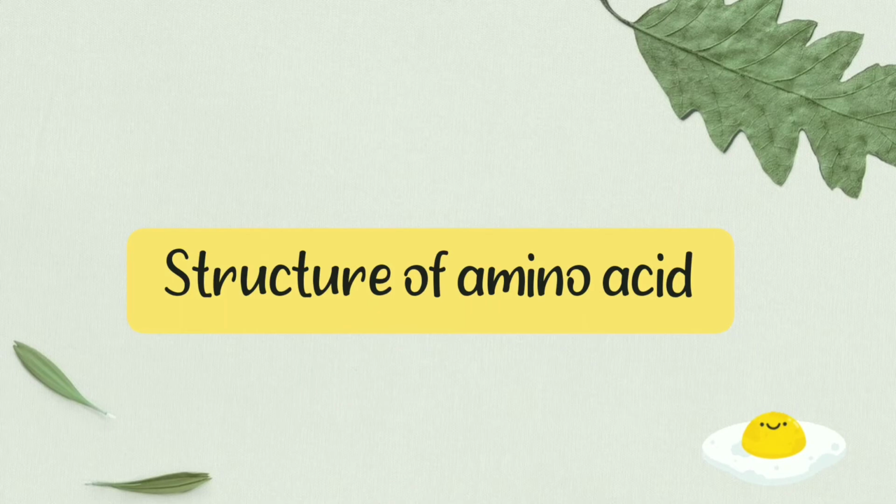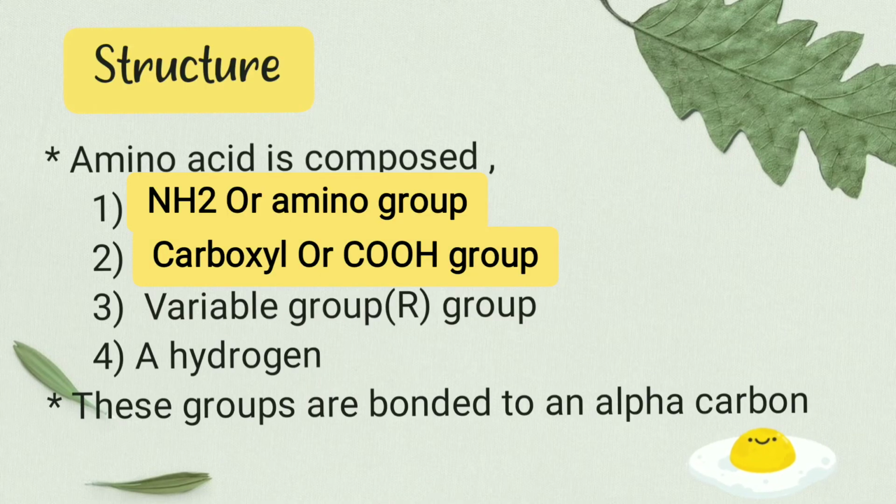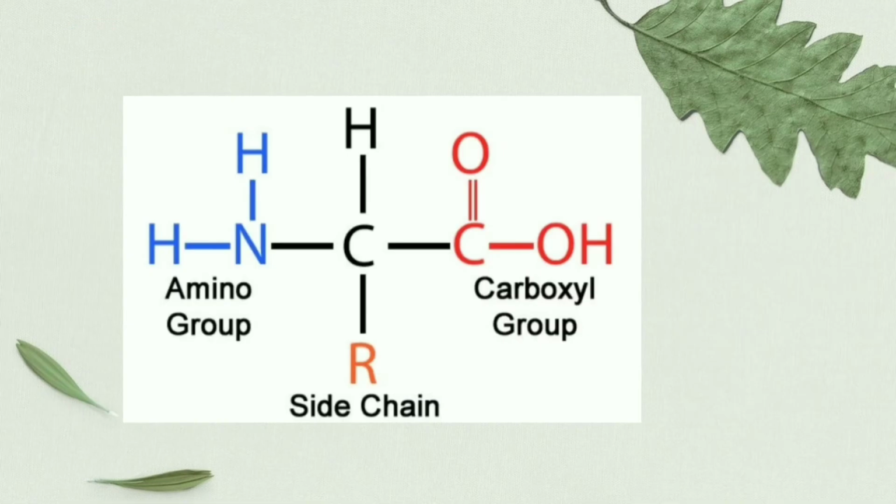So, let us discuss the structure of amino acid. Amino acid is composed of an amino group, a carboxyl group or COOH group, a variable group or R group, and a hydrogen. These groups are attached to an alpha carbon. Please observe the following figure to understand the basic structure of amino acid.